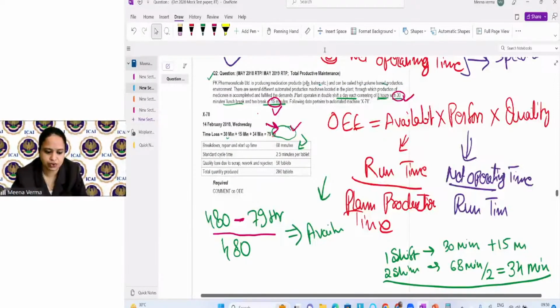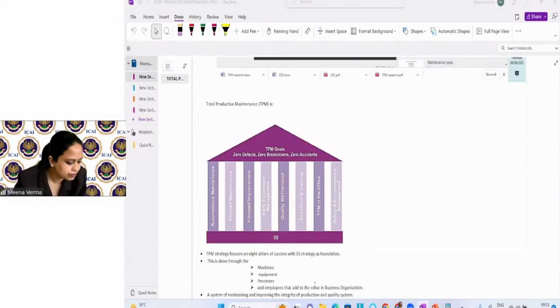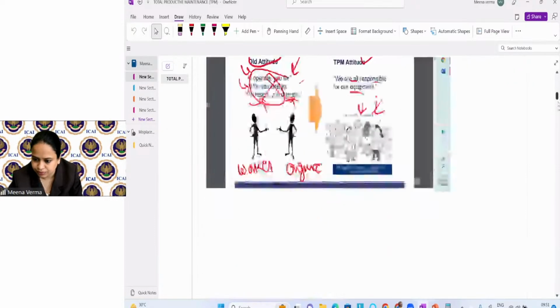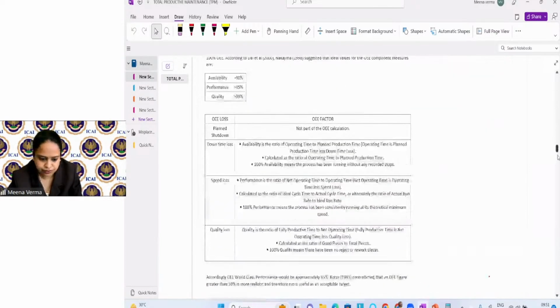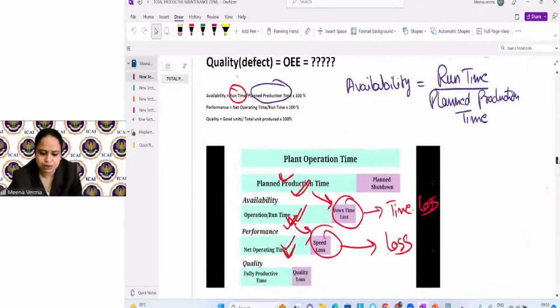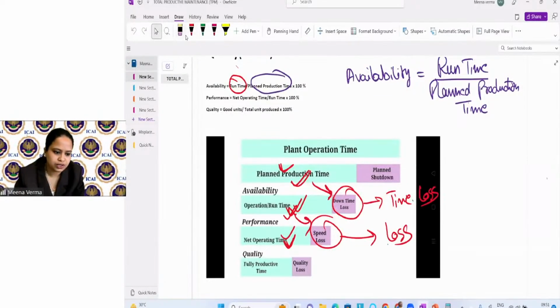Okay, 1 minute. I want to explain some more points here. What will happen? We have to consider the run time and the planned production time, right? If you see that image, it's a good question, by the way. If you see this image, we have learned about the losses, right?